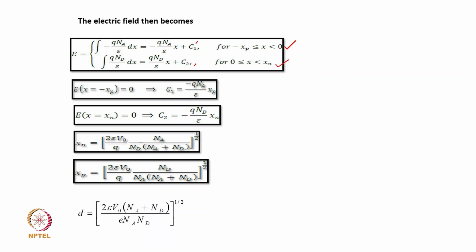Now I put some conditions. The condition is that the electric field at x equal to minus x p is 0, so I get the value of C1. And the electric field at x n is again 0, because the electric field goes to zero at x n where the depletion region extends, and beyond that there is no electric field, and we get the value of C2. So, this gives us the values of x n and x p.